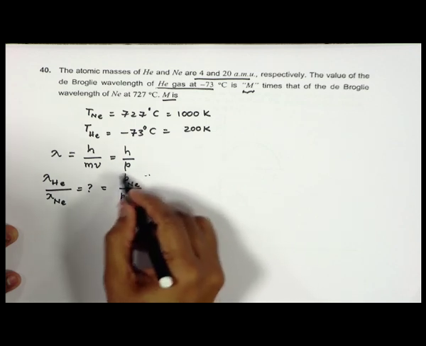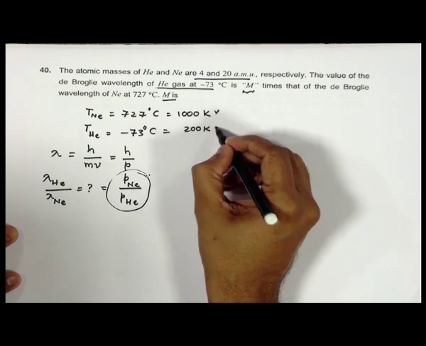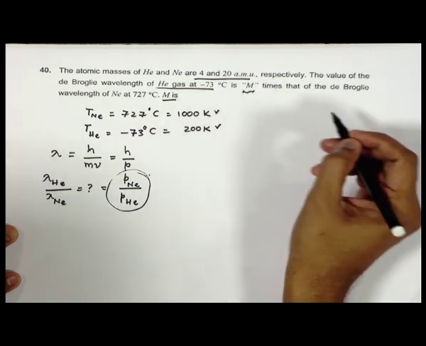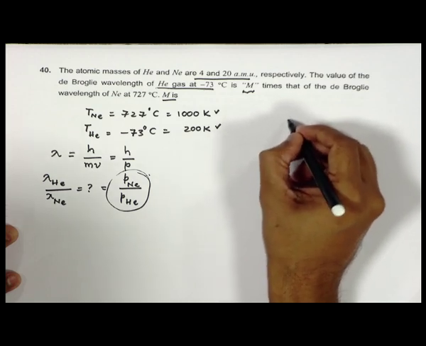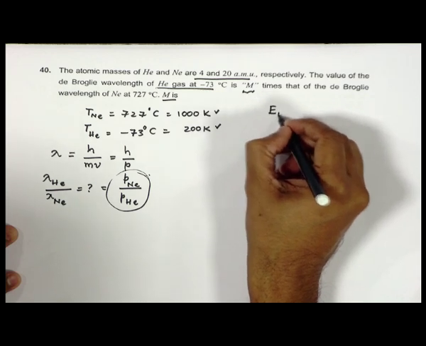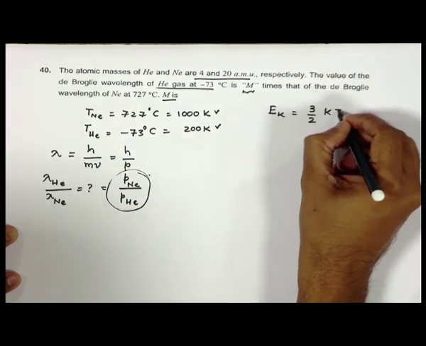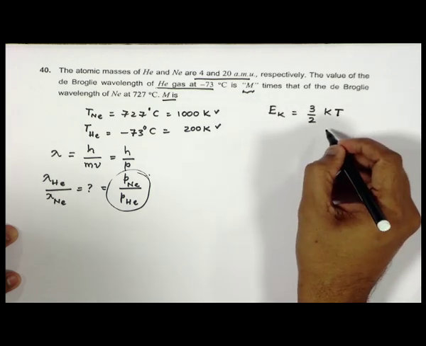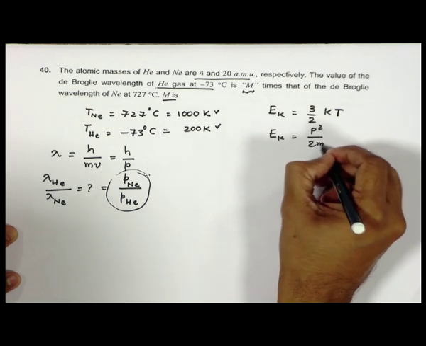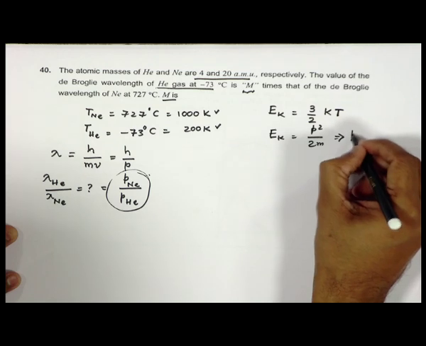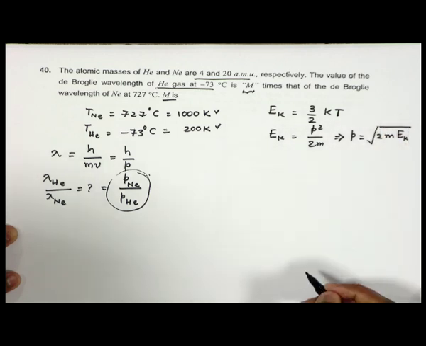And what does the question give us to know about the momentum? This tells us about the temperature. We know both helium and neon are monoatomic inert gases. So, if this is the temperature, the kinetic energy of monoatomic gases is given by 3 by 2 kT, where T is the temperature, all right. And we know that kinetic energy E is p square by 2m, the square of momentum divided by 2m. Therefore, momentum is the square root of 2m times kinetic energy.